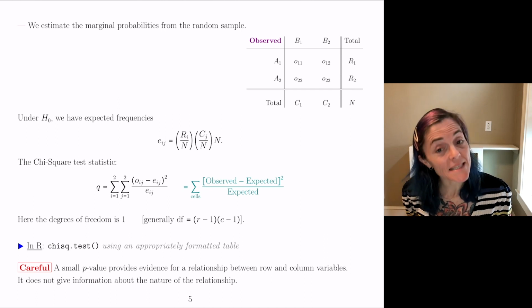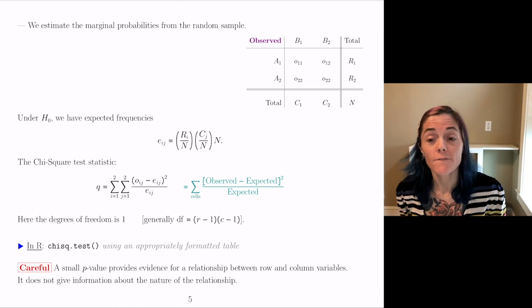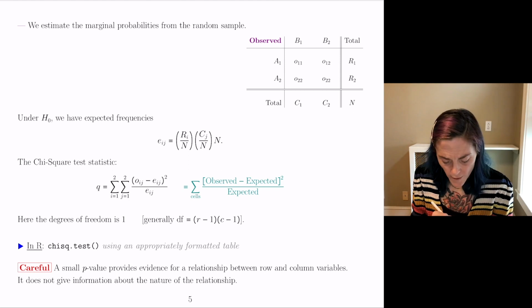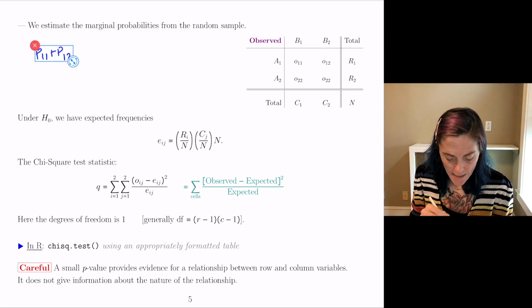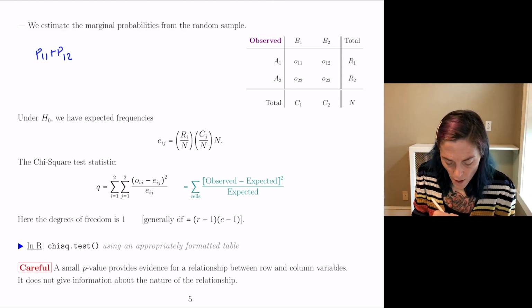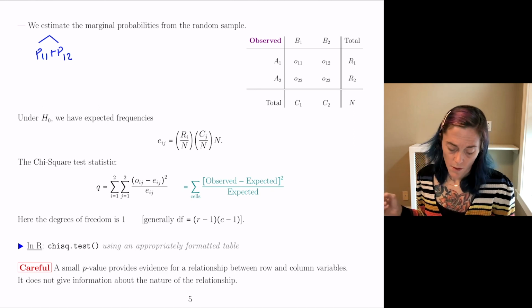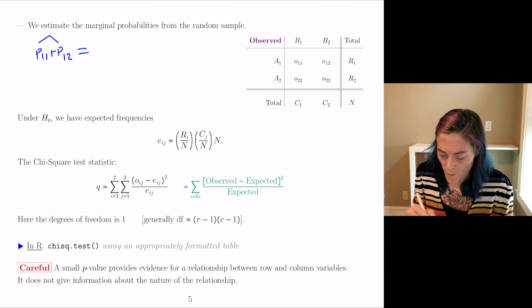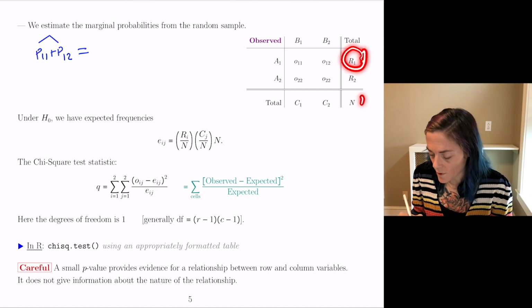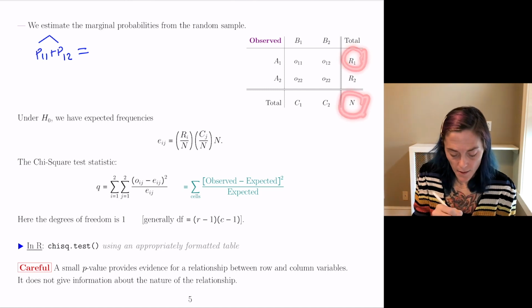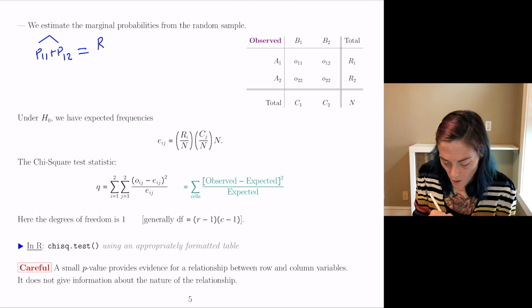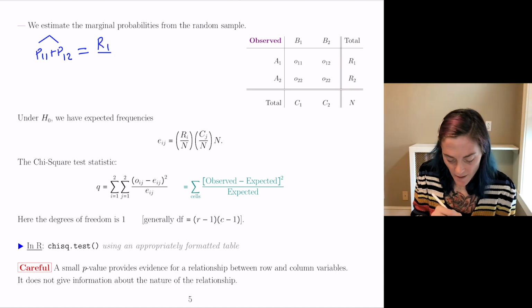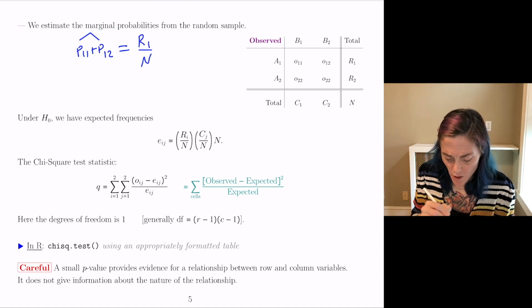Okay, so we estimate the marginal probabilities from the random sample. For example, let me just paste. Here was one of our marginal probabilities. We estimate that from the random sample. So here we would take this number divided by n. So this would be capital R1 over n. I won't write them all out. Maybe I'll just write a few.